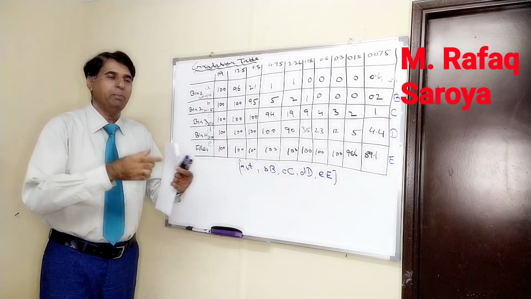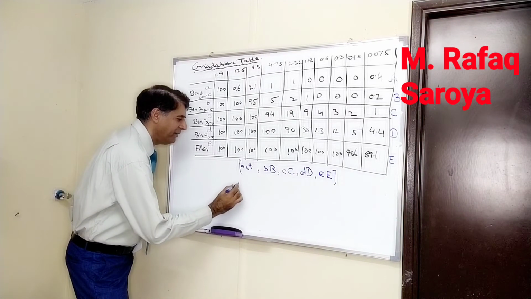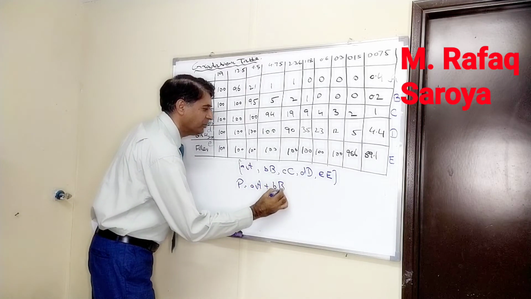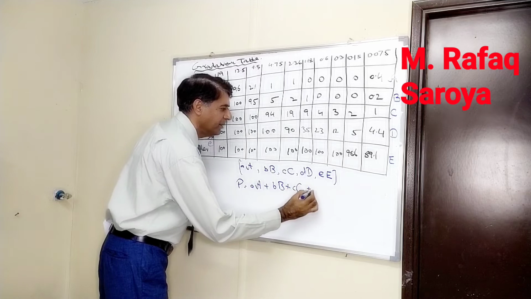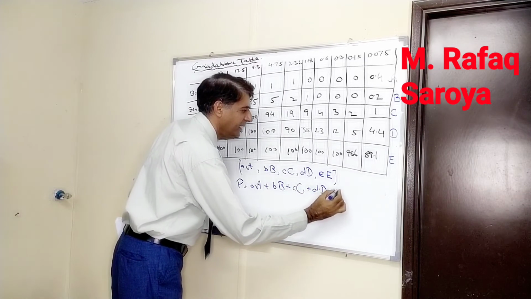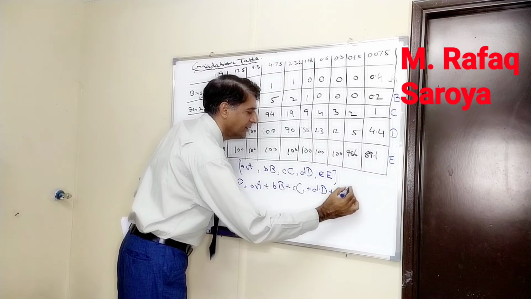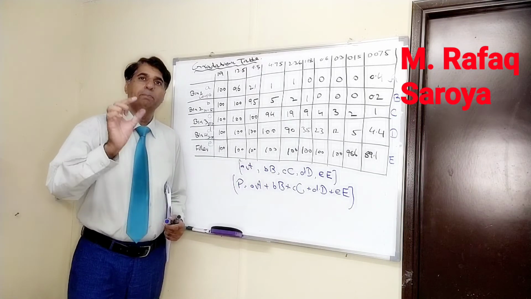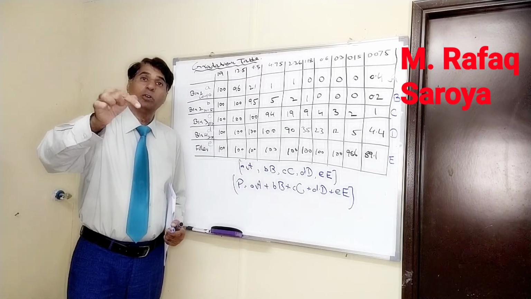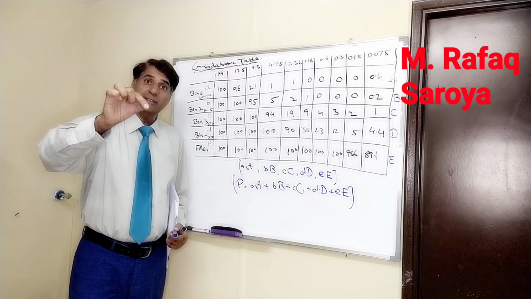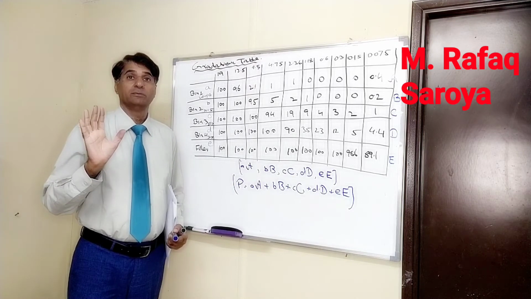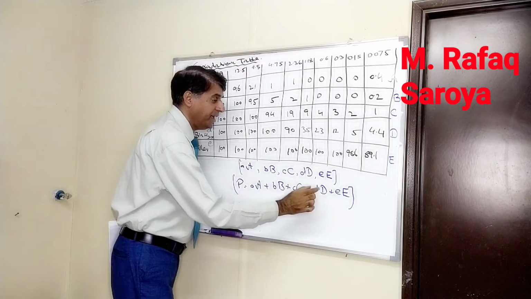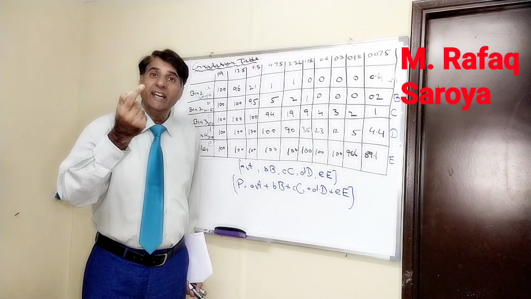Why? Because I have to combine them. When I make the combination, I will write P is equal to A into a plus B into b plus C into c plus D into d plus E into e. This equation which I have given over here is known as the blending equation, which is going to combine the different sizes of the aggregate in different proportions. Let me tell you again, this equation is going to give the value known as the combined aggregate gradation.